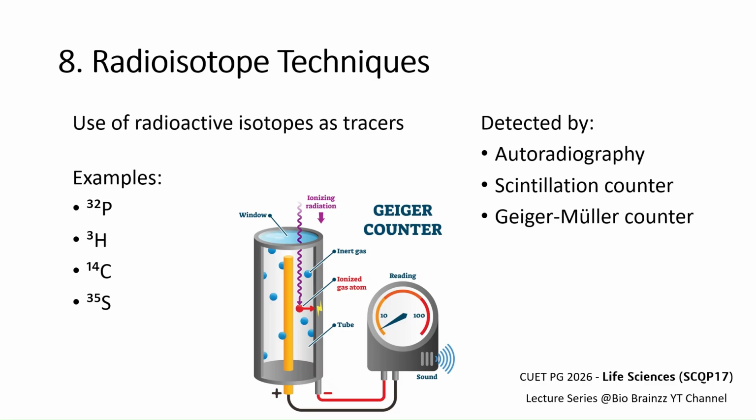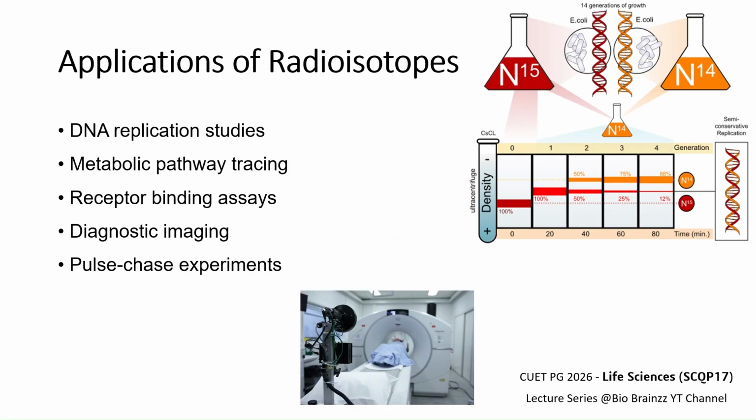Radioisotopes act as tracers detected by autoradiography, scintillation counters, and Geiger counter. Applications of radioisotopes: DNA replication studies, metabolic pathway tracing, receptor binding assays, diagnostic imaging, and pulse chase experiments.